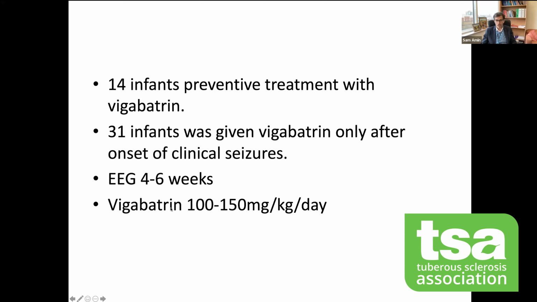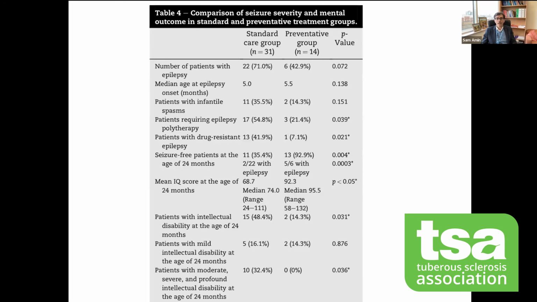And they were having a lot of EEGs and they used this dose of vigabatrin. Then that's the outcome. So you've got two groups, preventative and standard, okay? So standard practice, no treatment until seizures, preventative treatment before seizures. If you look at the number of patients with epilepsy, you can see the preventative group did better, 6 compared with 22. So that tells us that preventative treatment is good. If you give vigabatrin early, then you are less likely to develop epilepsy in the future.